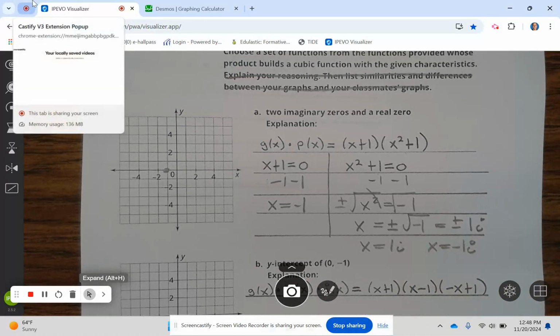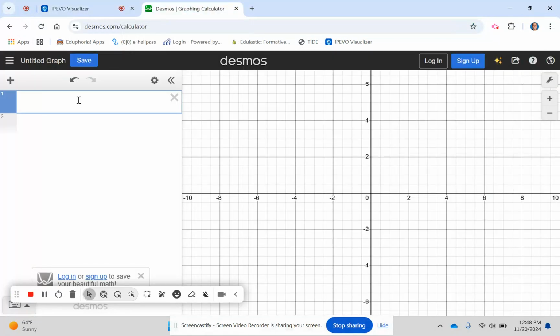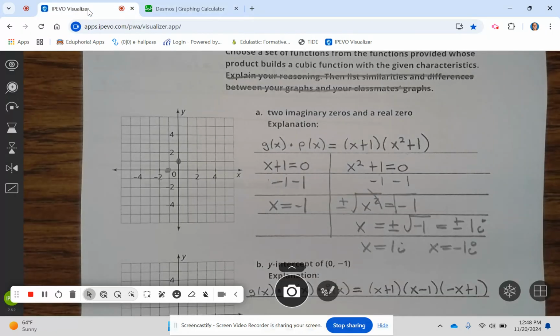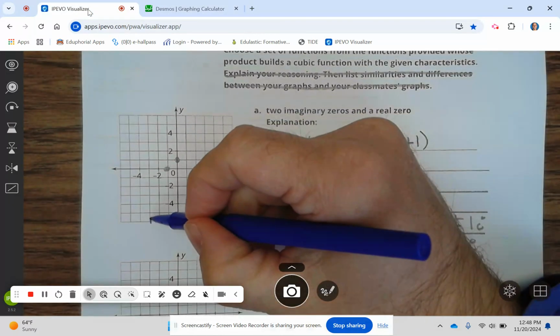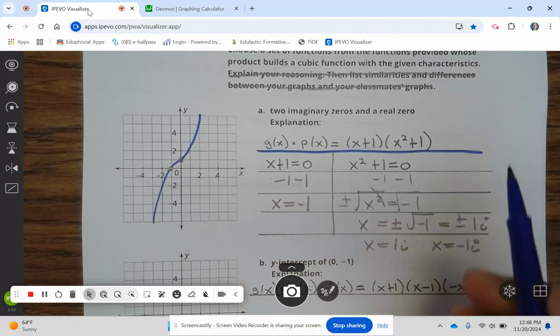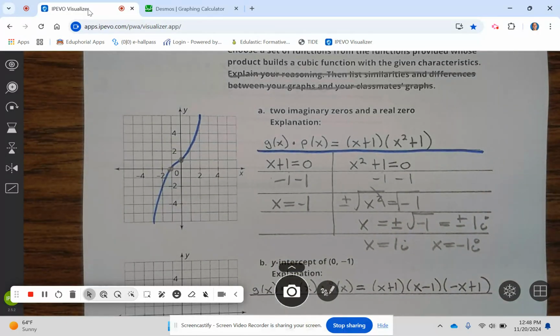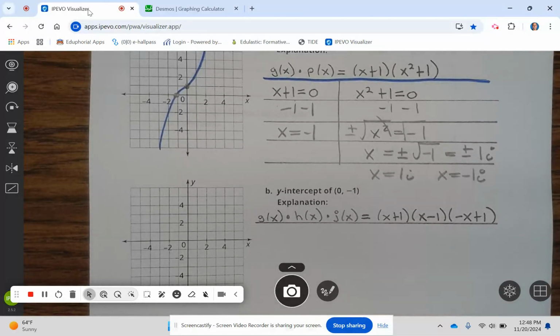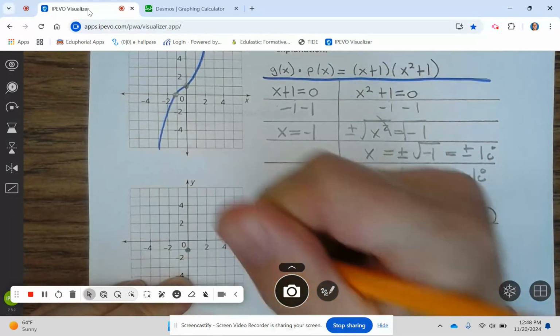Okay, let's go ahead and graph this in Desmos. And we already have our 0, 1, -1, 0, and let's go ahead and use the y-intercept of 0, 1. Okay, so our graph looks like this. All right, go ahead and finish up 1A. All right, let's take a look at B. So it says a y-intercept of 0, -1, which we have.